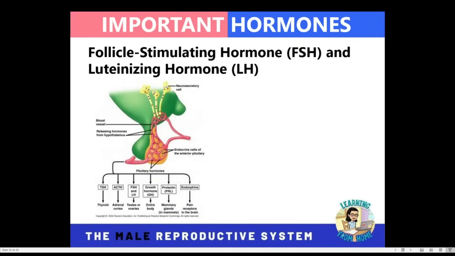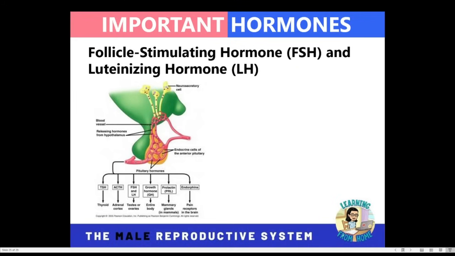So, sa male muna tayo. So, for the males, we have the FSH and the LH. These two hormones, remember, are produced by the pituitary gland. So, they are produced by the pituitary gland and are sent to the testes as messengers.